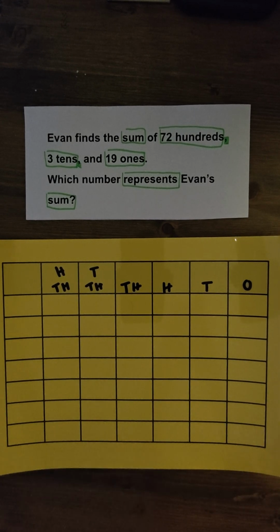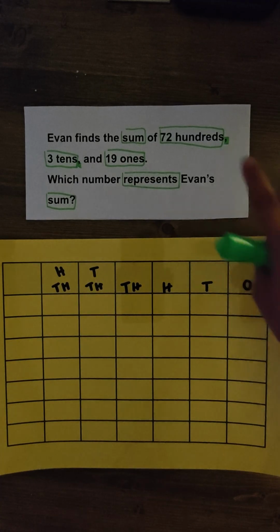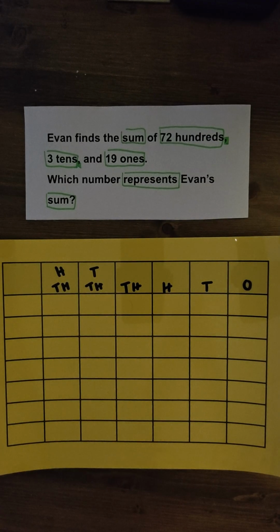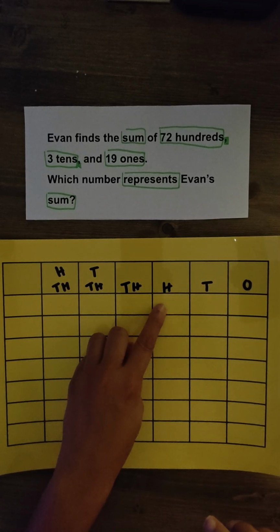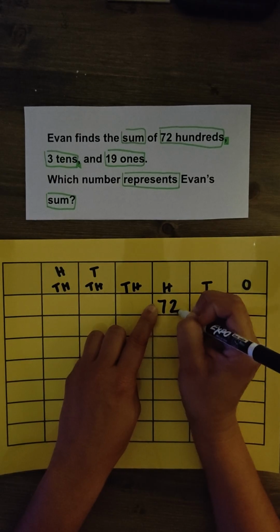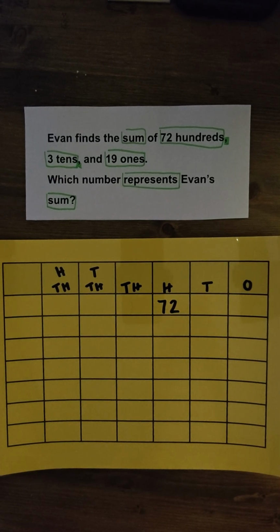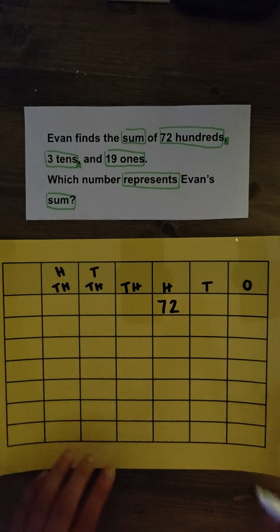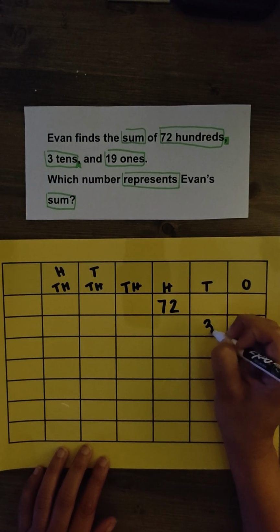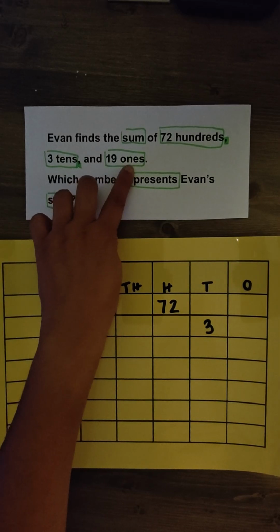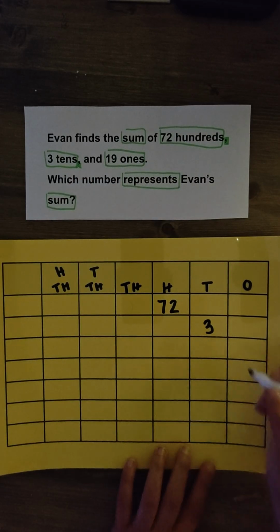So let's start with our sum, starting with 72 hundreds. I'm going to go to the hundreds place that is right here, and I'm going to write the number 72 in there. Then I'm going to go to the next number, which is 3 tens. I'm going to write a 3 under the tens place. And now I'm going to go to the ones place, and I'm going to put in 19.